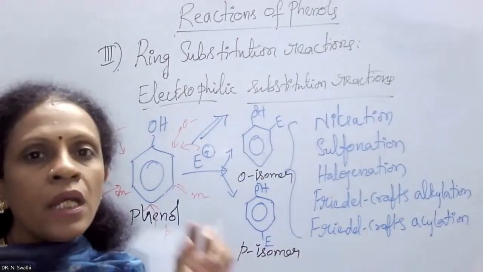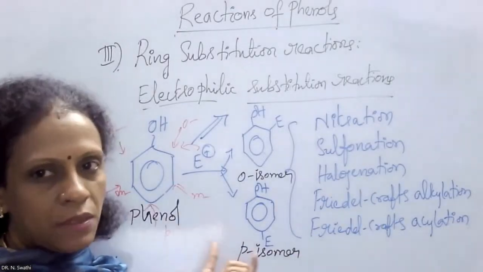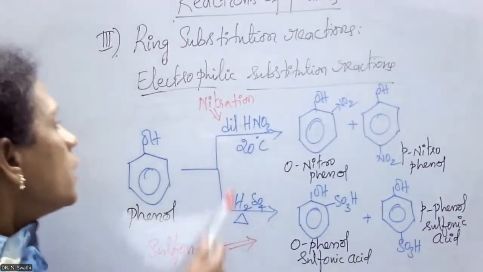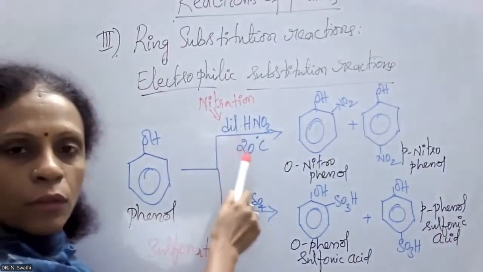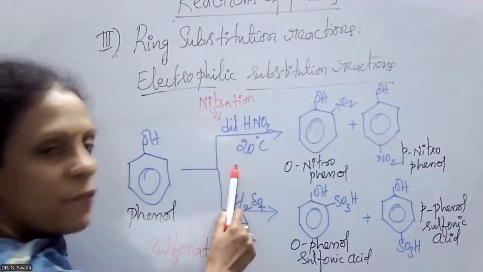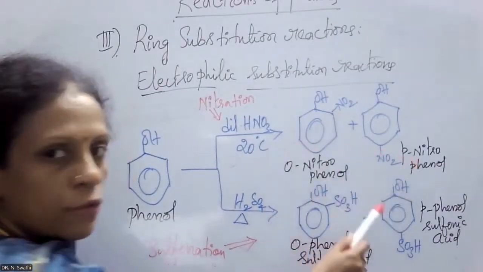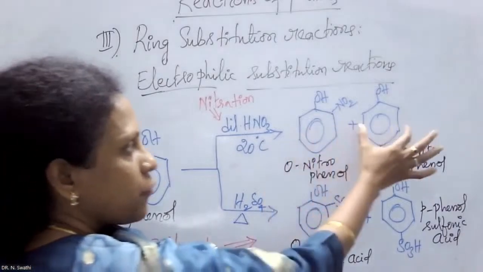So here I am giving only two model examples for this reaction. Here nitration and sulfonation reactions are given. Phenol, when treated with dilute nitric acid at 20 degrees, forms the corresponding ortho-nitrophenol derivative and para-nitrophenol derivative. So first write the structure of phenol.